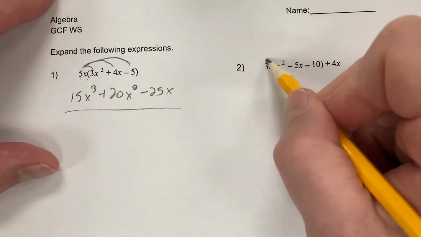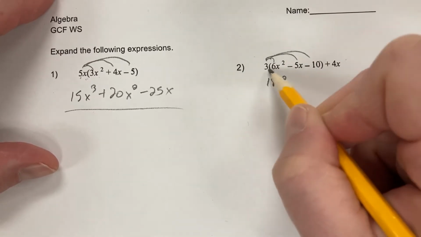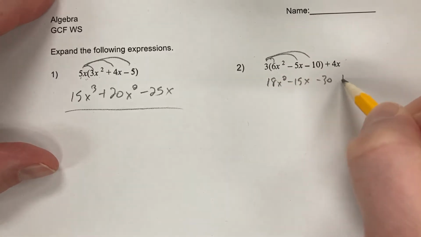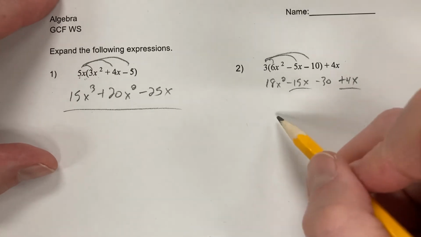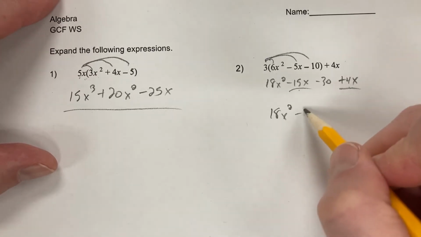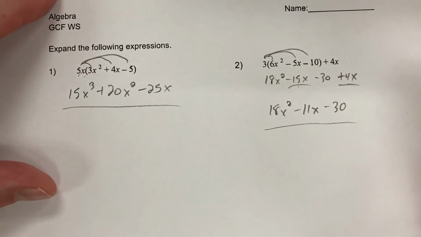For number 2, we're multiplying by 3. We'll get 18x squared minus 15x minus 30. And then look and see what you can put together. We got these two x's. The x squared stays as is. Negative 15 plus 4 is a negative 11. And then minus 30. That's our answer there.